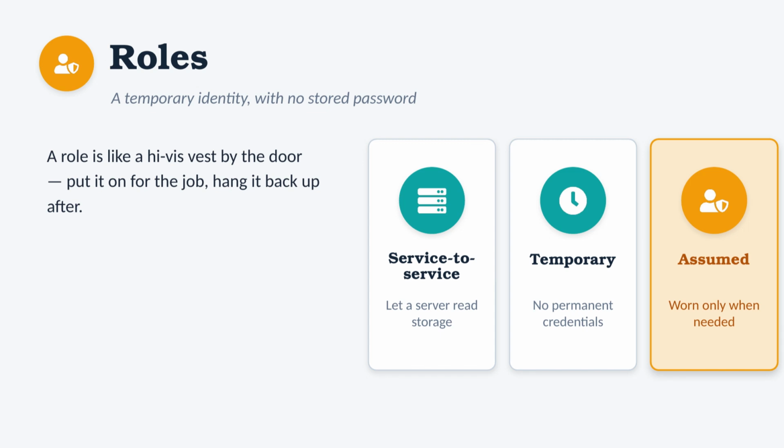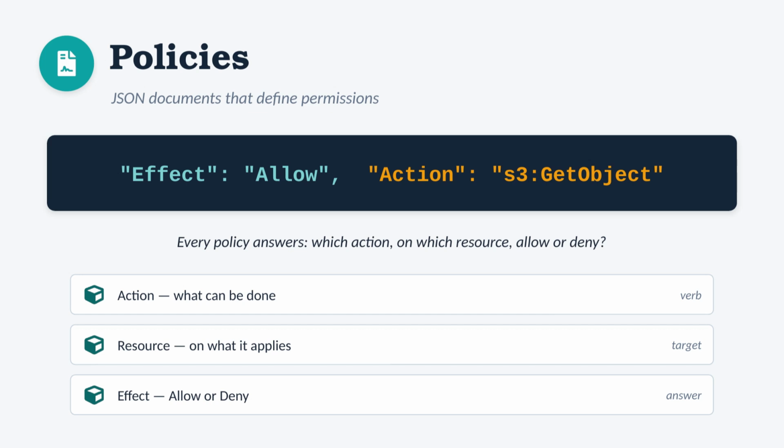So users, groups, and roles are the identities. But what actually defines the permissions? That's the fourth building block, policies. A policy is a document, written in a format called JSON, that spells out what's allowed and what's denied. You don't need to read code here, just know the shape of it. Every policy answers 3 things: which actions, like read a file or launch a server, on which resources, like one specific storage bucket, and whether the answer is allow or deny.